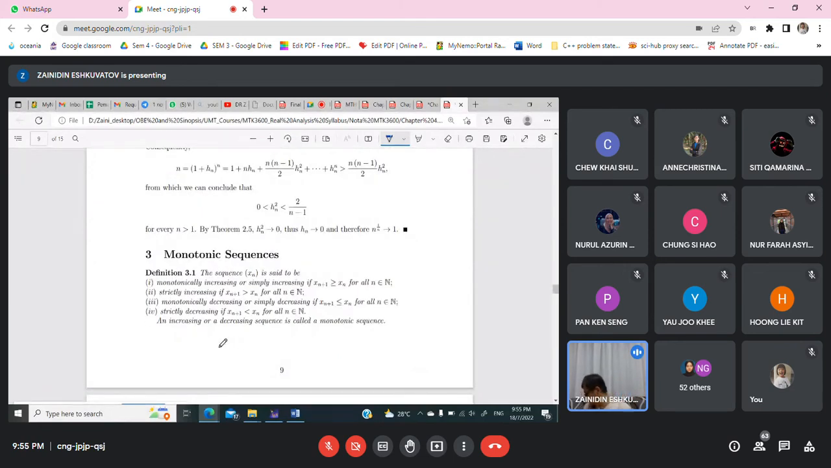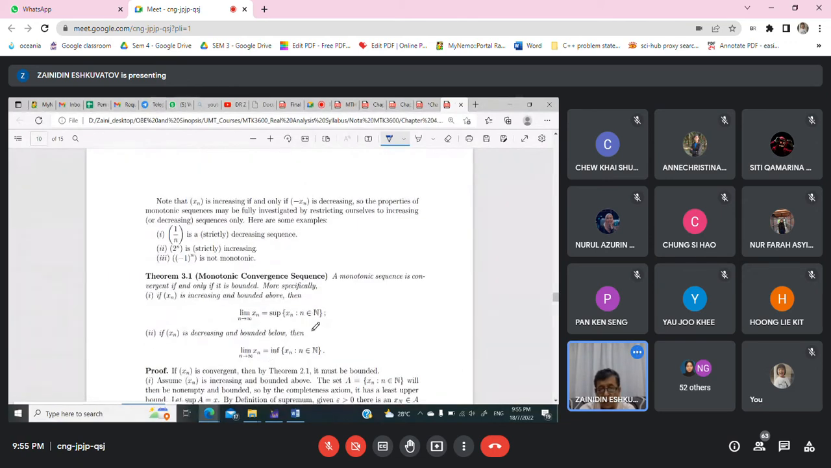Yes, we have monotone sequences. How to prove that a given sequence is a monotone sequence? This is the definition. If x_{n+1}, the next term, is greater than x_n, then it is monotone increasing, otherwise decreasing. But there is also strictly increasing, strictly decreasing, increasing, decreasing. So you need to differentiate all these definitions and apply them. A monotone sequence is convergent if and only if it is bounded.